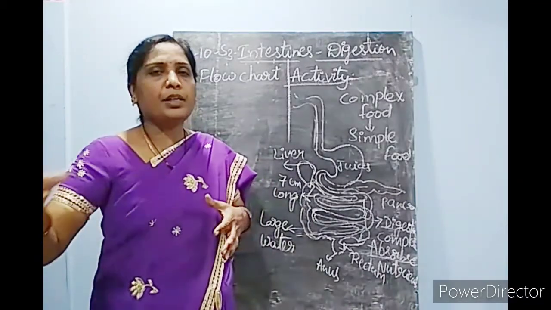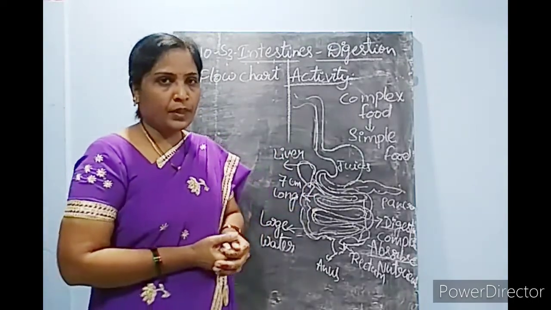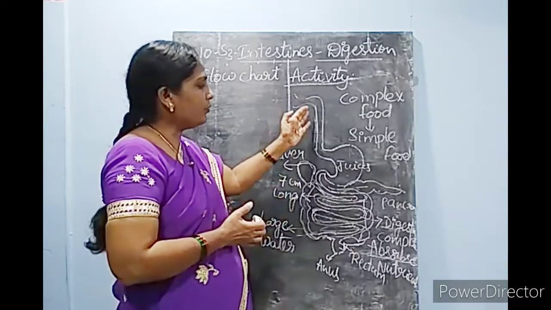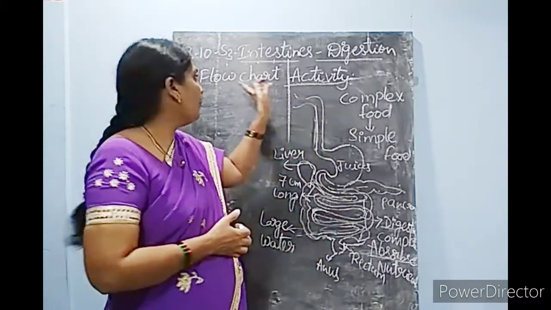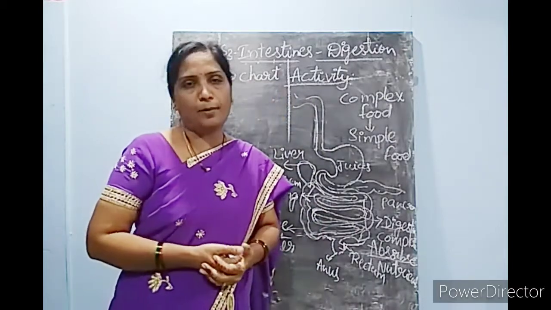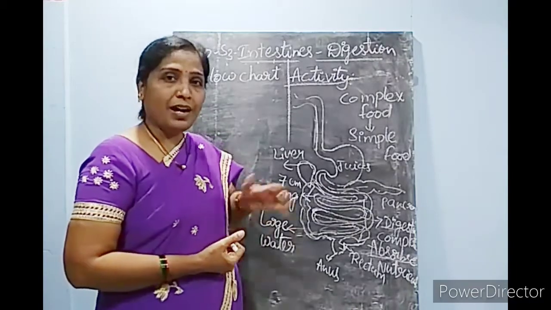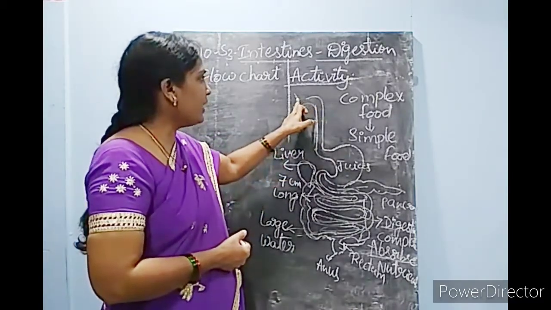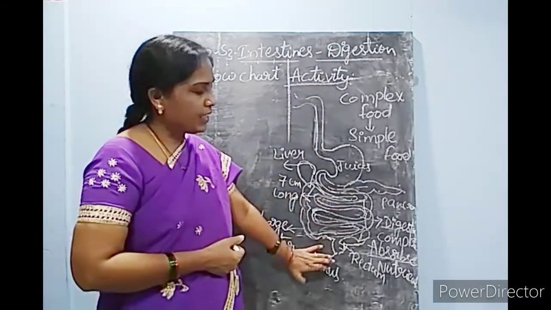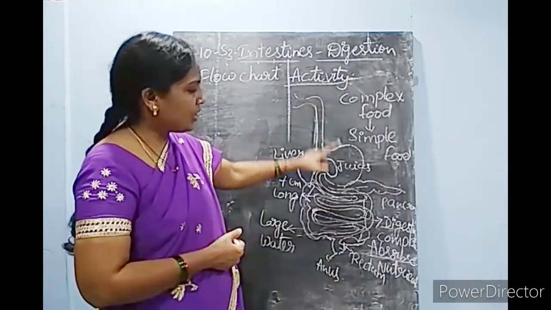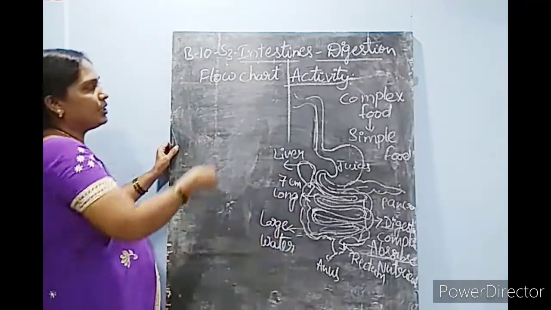And the arrow marks between them show from where to where the food moves. Okay. So now, all this journey of the food we will write in a flow chart form. Already you learned the organs from mouth to the anus is known as alimentary canal or digestive tract. So now we'll write the flow chart.